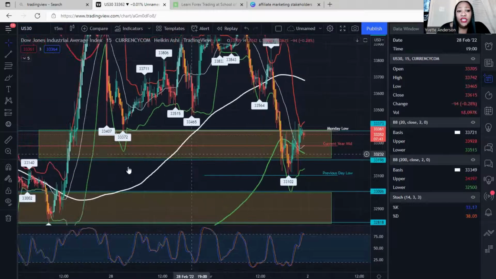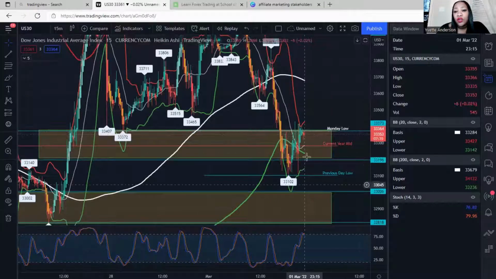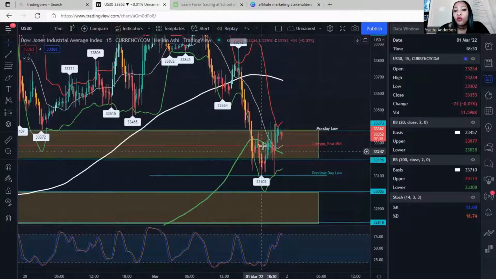So as you guys can see, I was correct here. There was a buy zone here. There was a sell zone here. So I felt like this was a safe zone. I got in a sell here and I actually made profit down to here. So let me show you guys what that looked like on MetaTrader.